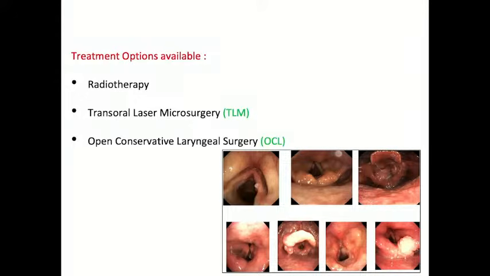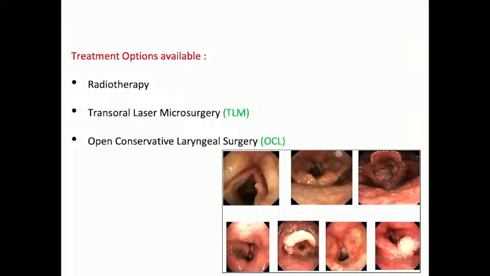And when you look at the outcomes, radiotherapy, transoral laser surgery, open conservative surgery, all have equivalent oncological outcomes. In fact, among the 3, open conservative laryngeal surgery has the best oncological outcome. There is no comparison. It is about 30% ahead of both laser surgery as well as radiotherapy.